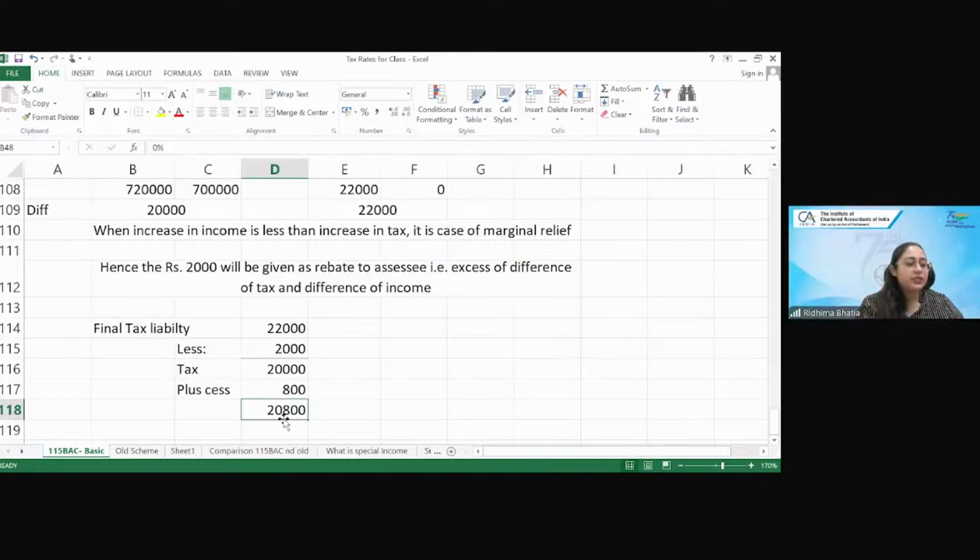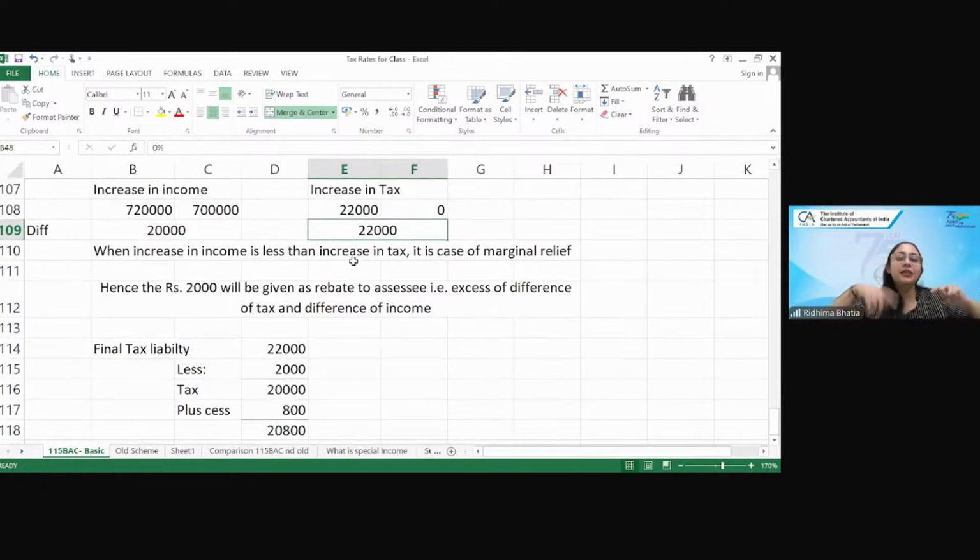There is a similar question, illustration 9, which is given in your book, which is for 7,15,000 income. You can do that also. Got it? Why are we putting it? When the income is increasing marginally, but the tax is increasing more than the marginal increase.